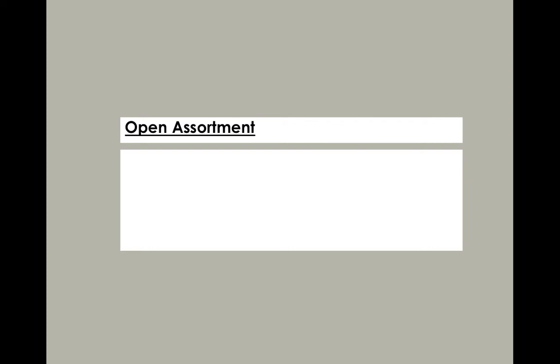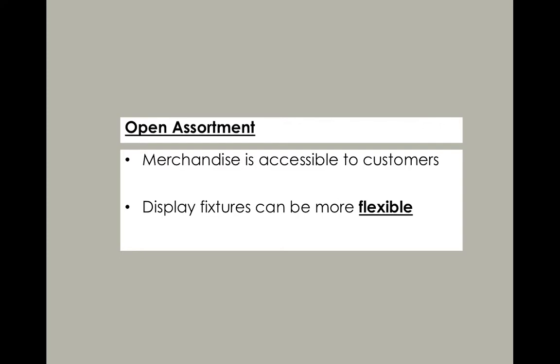Okay, open assortment, that's the opposite of closed assortment, which means that merchandise is accessible to customers. Customers are free to touch and feel the merchandise, handle them, pick them up. That means that less staff is actually needed because since customers can help themselves to the merchandise, they do not need a sales staff to show them the merchandise, to unlock the fixture and show them a watch, for example. They can actually just pick it up and try it on themselves. But this means that there's a higher chance that merchandise could be damaged or misplaced.